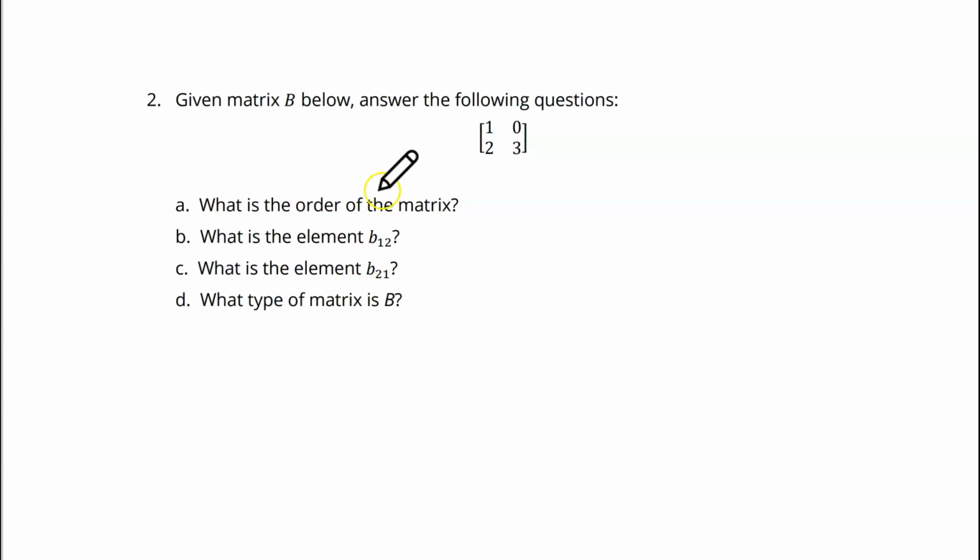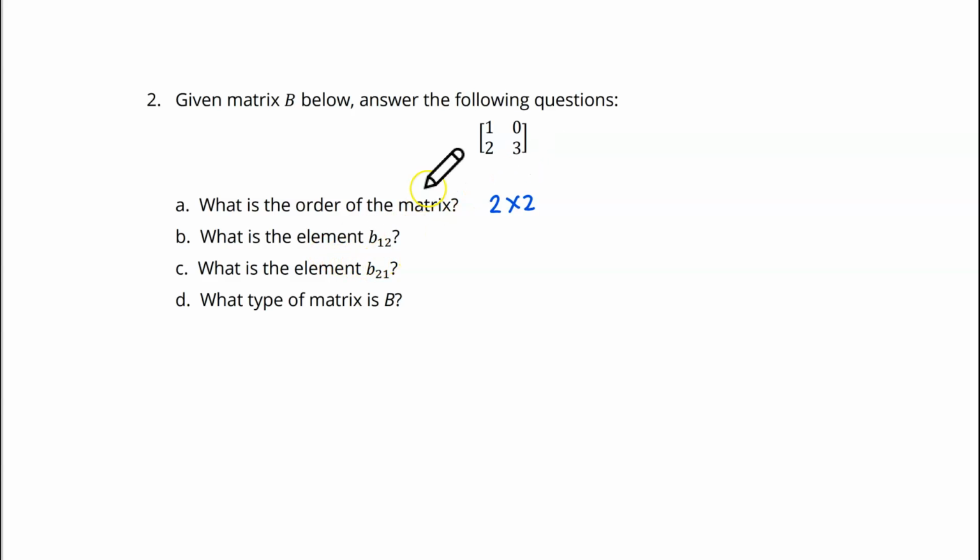Now let's have this example here. Given matrix B, we answer the following questions. What is the order of the given matrix here? So you count the number of rows. So we have 2 rows, 2 columns. So this is a 2 by 2 matrix.